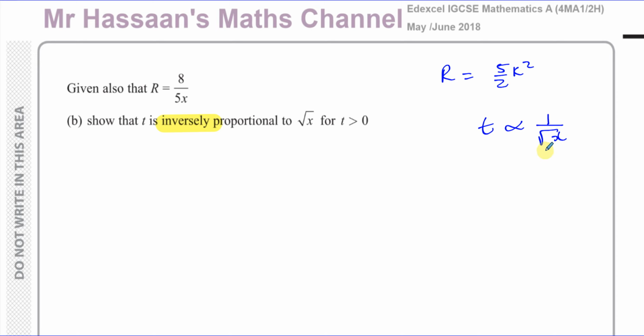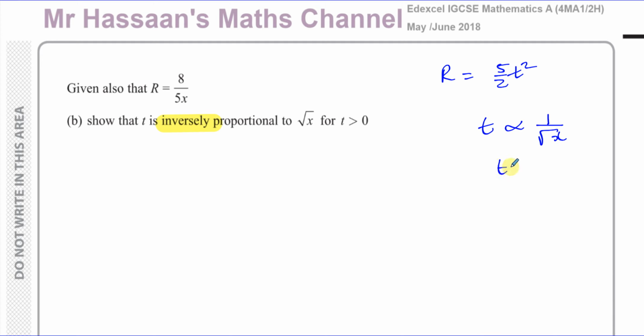So we could prove that we have these expressions for R, one in terms of T and one in terms of x. This is 5 over 2T squared, sorry. One in terms of T and one in terms of x, that we can link together. We have to prove that they are basically linked together in this manner.